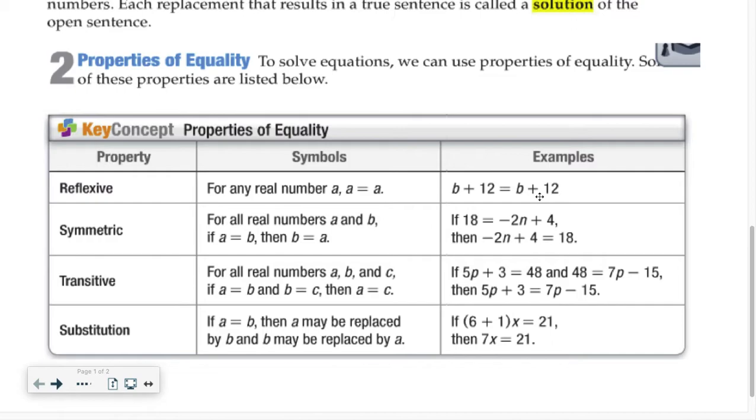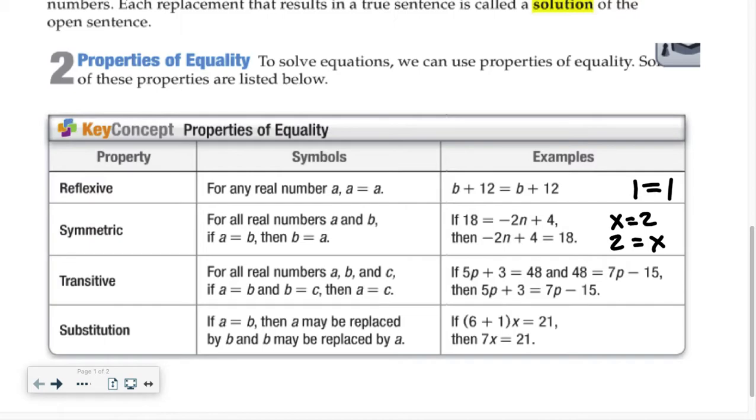Reflexive property, guys, everything's equal to itself. 1 equals 1. X equals X. B plus 12 equals B plus 12. Everything's equal to itself. Symmetric property, this is just like saying X equals 2 and 2 equals X. That means the same thing. That's true. Okay, that's the symmetric property. Doesn't matter what side of the equal sign it's on.